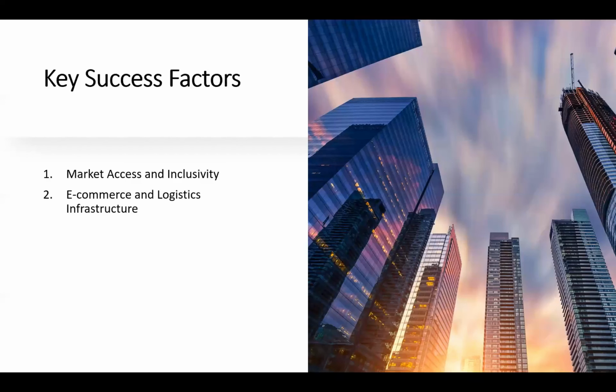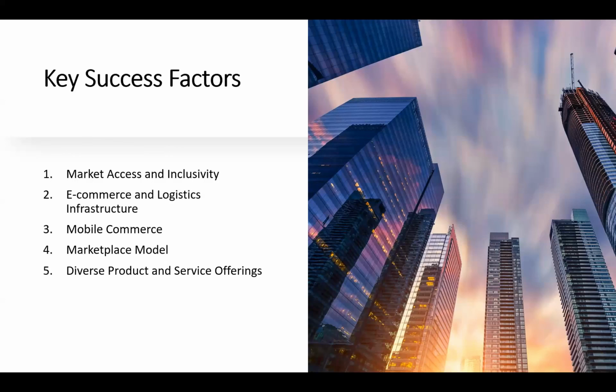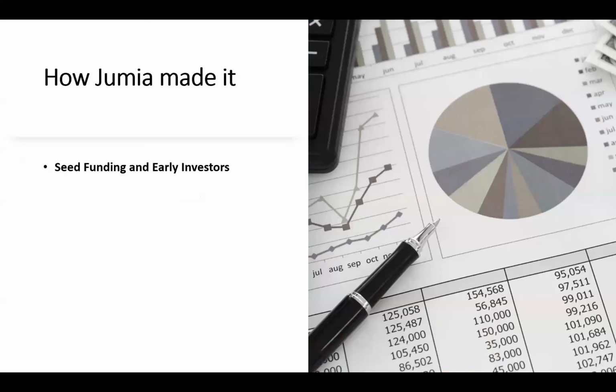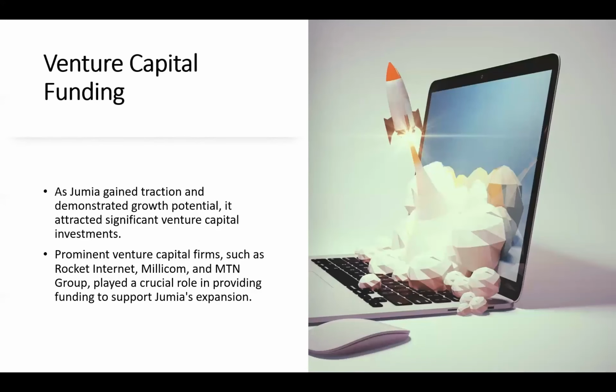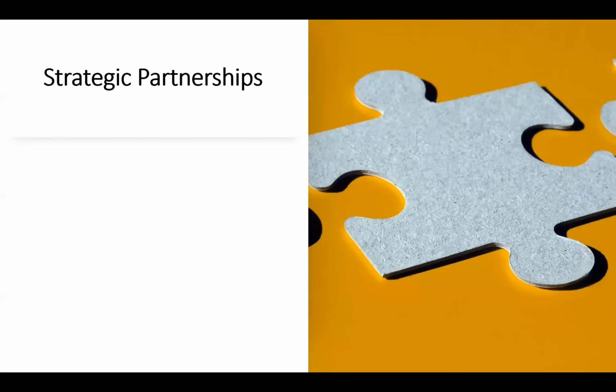Some of the key success factors Jumia has had, initially as an SME and now as a big enterprise, are market access and inclusivity: e-commerce, mobile commerce, diverse products, financial inclusion. But you can go to the website and read more of their history. You can see how they started. It started from seed funding capital from the early investors, money from the founders, the Nigerian entrepreneurs who started it. And then they got into venture capital. You remember that seed capital, angel capital, venture capital. And then they just went on like that.